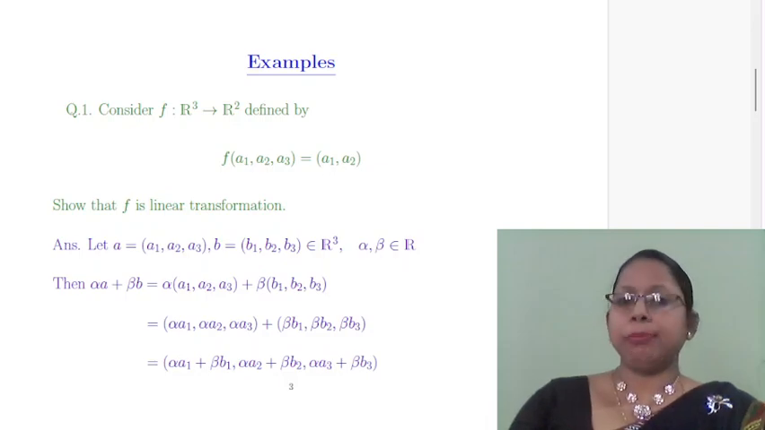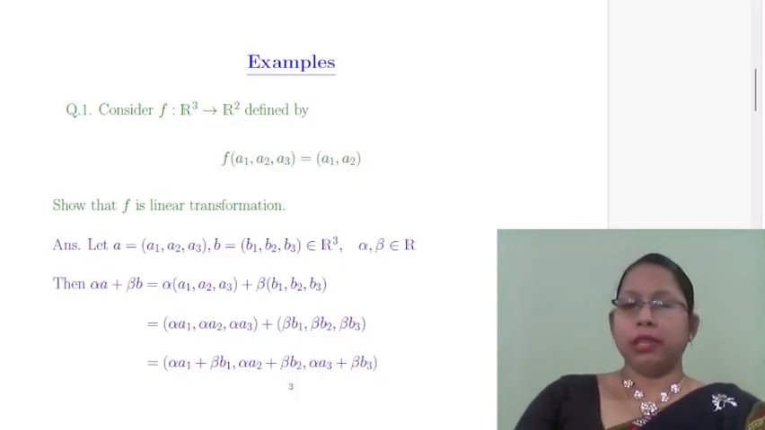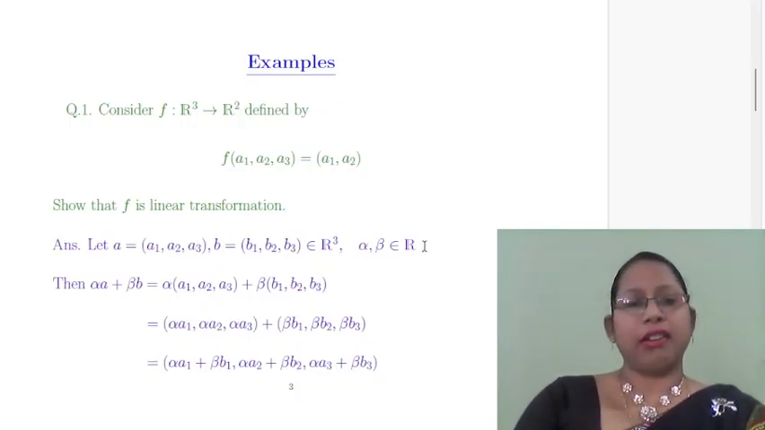Next is an example. First, consider the function f from R3 to R2 defined by f of (a1, a2, a3) is equal to (a1, a2), so that f is a linear transformation. For that, we consider two elements a equal to (a1, a2, a3) and b equal to (b1, b2, b3) in R3, and alpha, beta scalars in R.